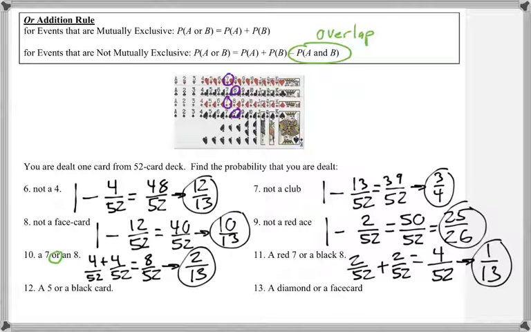So both 10 and 11 were looking at mutually exclusive events. So we didn't need to worry about subtracting any overlap.